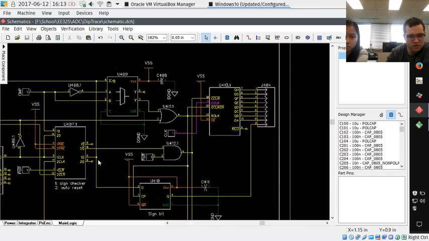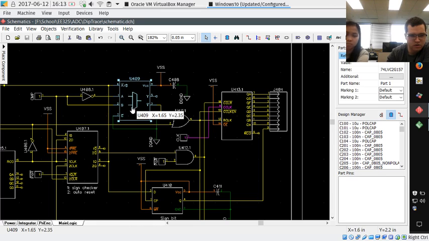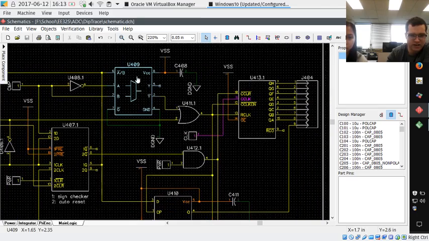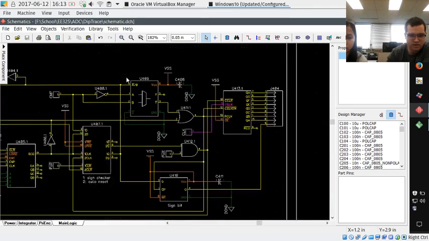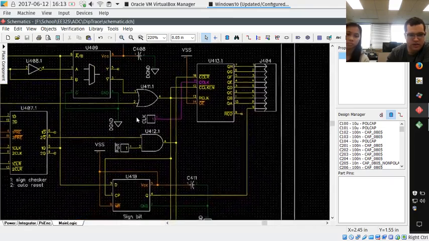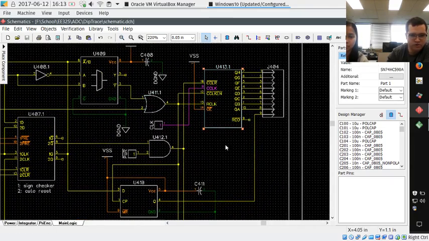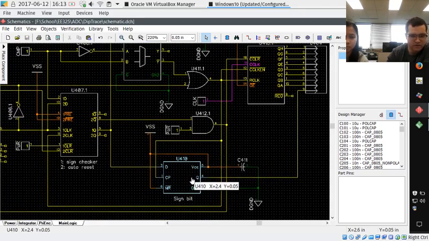And then here's the comparator's output that goes into just a single 2 in 1 out mux. It's actually got a complementary output, but it's basically the same thing. And the OR gate and our output register, which is the 74HC590. And here's the sign bit flip-flop.